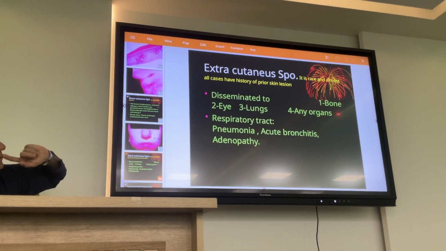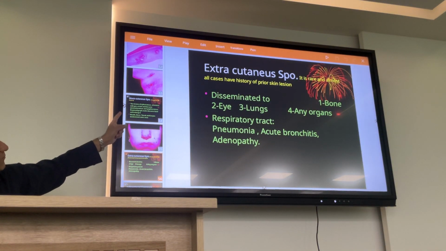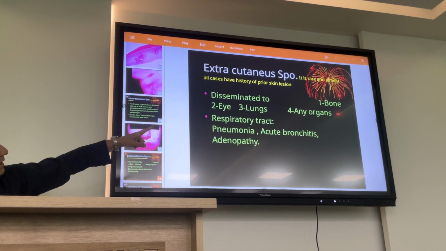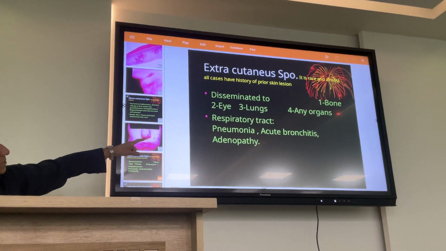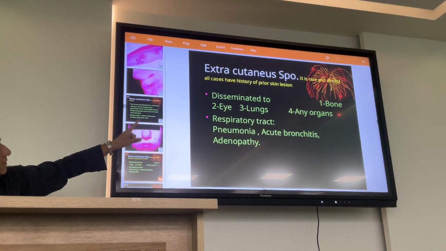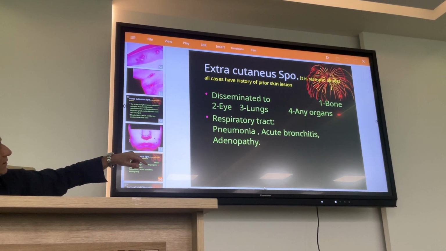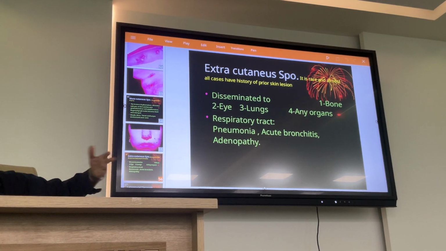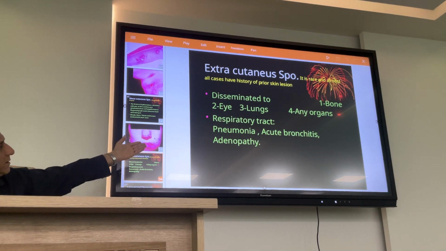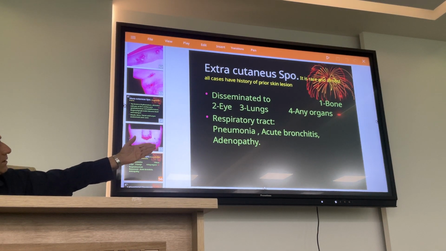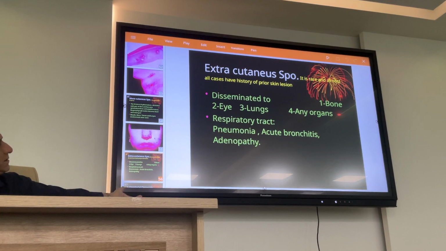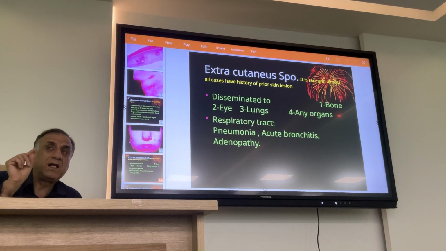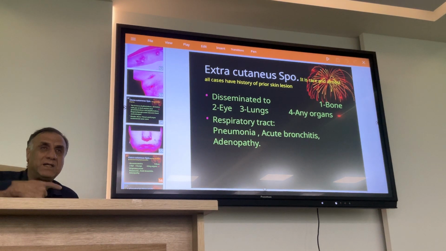In the extracutaneous type, we have dissemination of infection. At first bone tissue, second eye, lung, any organ. In respiratory infection, we may see pneumonia, bronchitis, and adenopathy. Adenopathy means inflammation of lymph nodes in the mediastinum.